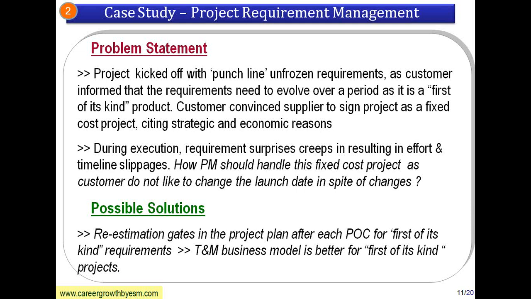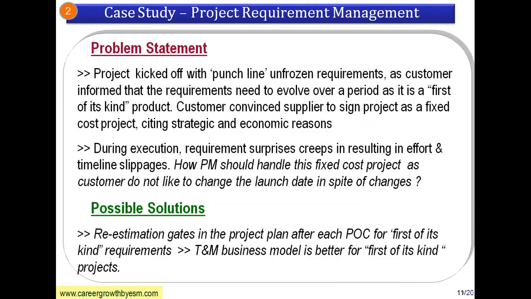So what you have to do is put re-estimation gates in the project plan after each proof of concept of a first of its kind requirement. Let us take that a first of its kind requirement is not known to the customer or to you. Some of the requirements have to be tried and proof of concept has to be established, which requires a lot of time. So put those re-estimation gates for replanning for each of the proofs of concept.